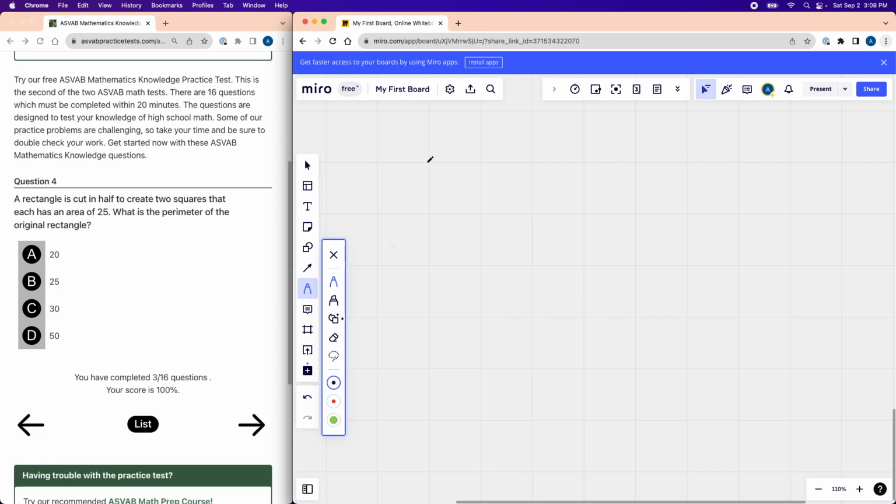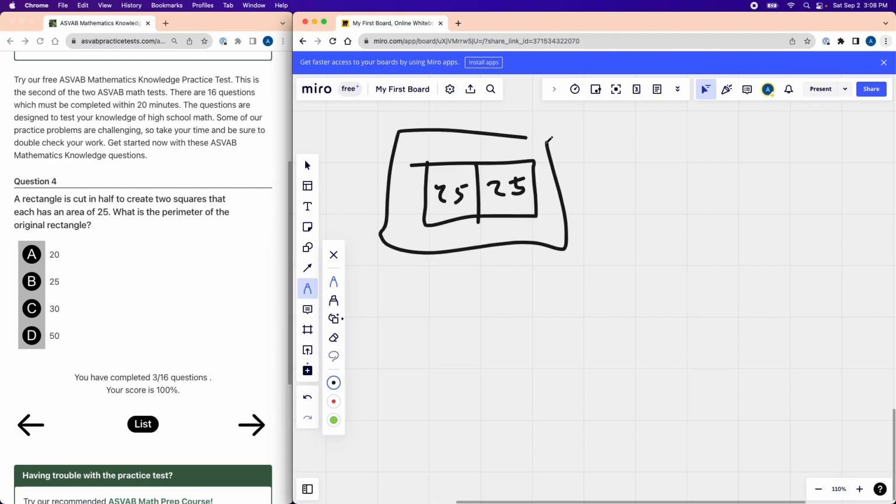So they're giving us a rectangle here, and this rectangle is cut in half to create 2 squares, where each square has an area of 25. So each square has an area of 25, and now we want to know what is the perimeter of the original rectangle.